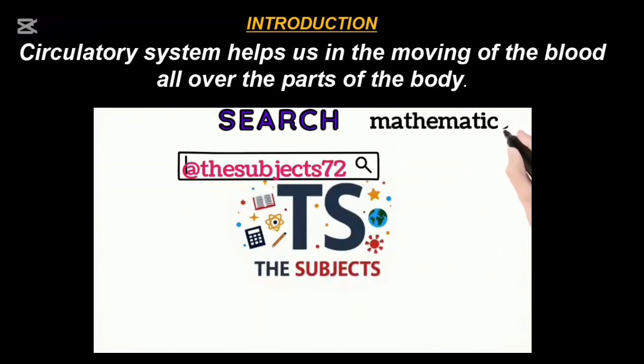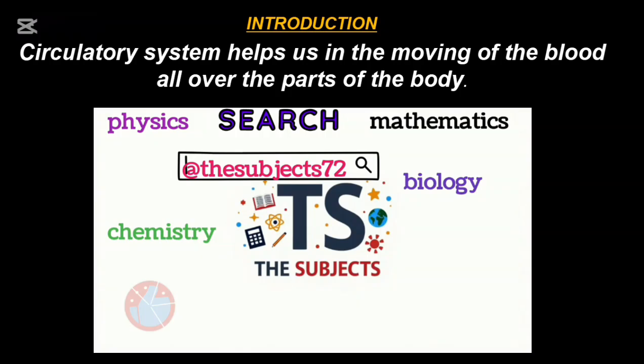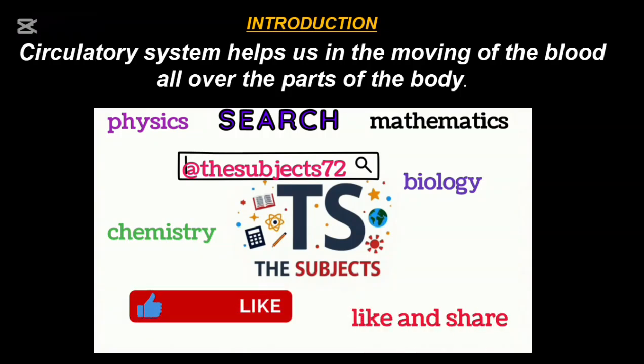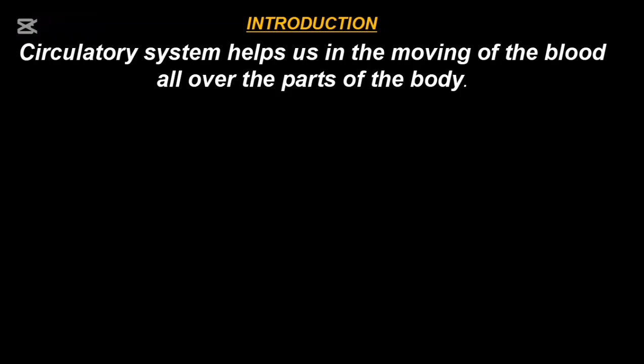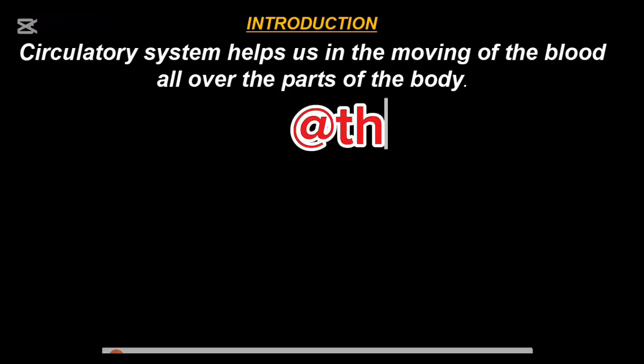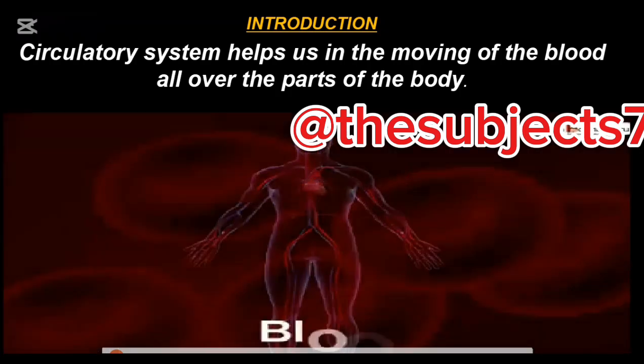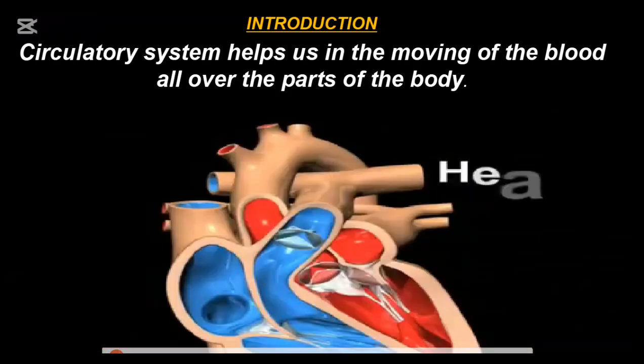The circulatory system helps us in moving blood all over the body. This is one of the functions of the circulatory system. Here we have a video that shows us how blood circulates inside the body. As you see, this is a human being. The heart will pump blood to all parts of the body. Blood also has a heart.